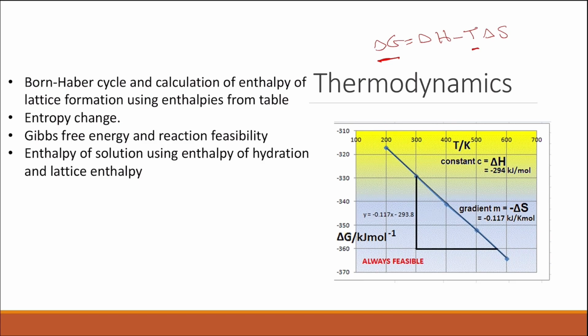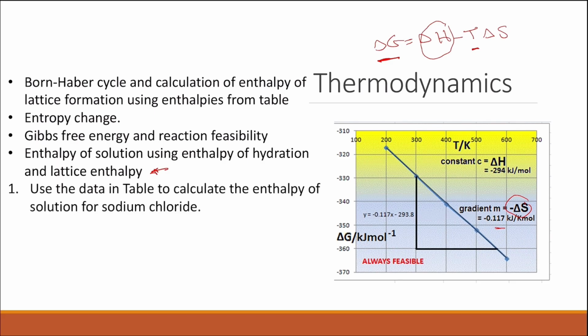And they ask the students to calculate the delta S here, or the entropy change, will equal minus the gradient of the line, or the gradient will equal minus delta S, and then delta H will be the y-intercept. So you can use the graph they give you to calculate delta H and the delta S. The enthalpy of solution using the enthalpy of hydration and lattice enthalpy, also one of the common questions in the exam, again using Hess's law.